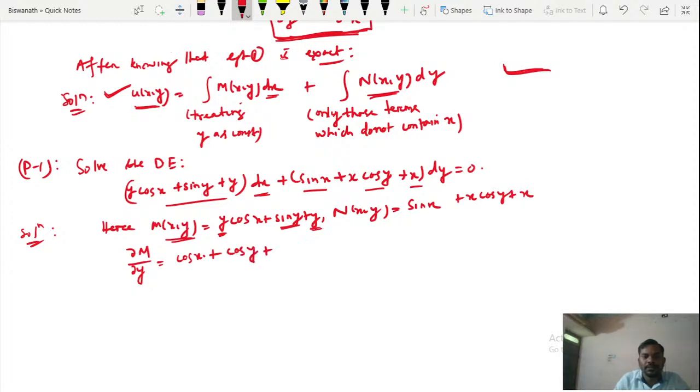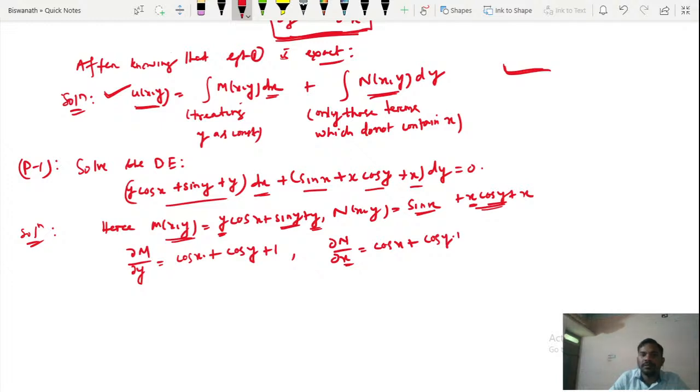Similarly, this is y, and the derivative of y with respect to y is 1. Similarly, what will be your del n by del x? This is sin x, and its derivative with respect to x is cos x. Similarly, this is x cos y. Since I am taking the partial derivative with respect to x, I will treat y as constant. That means cos y is constant and the derivative of x is 1.